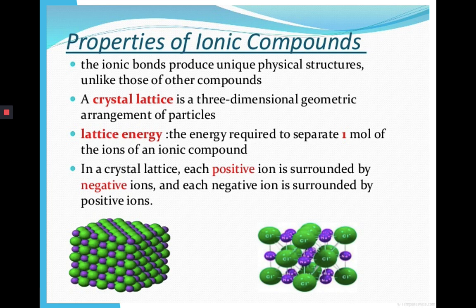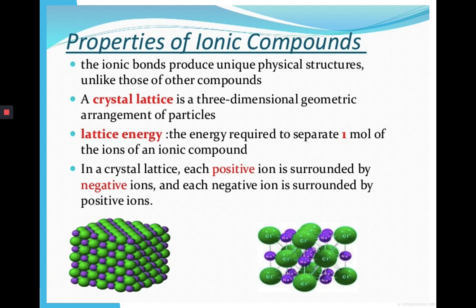Okay, so just in a nutshell, once ionic compounds form, they arrange themselves such that the negatively charged ions will be attracted to the positively charged ions, the cations. So they form an orderly arrangement called a crystal lattice. A crystal lattice is a three-dimensional geometric arrangement of particles.